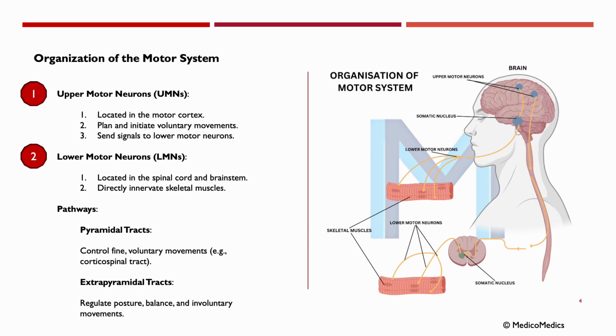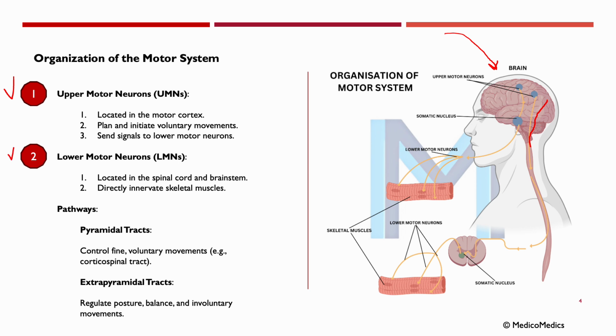Let's now look at the organization of the motor system, focusing on its two key neuron types and their pathways. So first, we have the upper motor neurons. These are located in the motor cortex of the brain, and their job is to plan and initiate voluntary movements, sending signals down through motor tracts to the spinal cord.